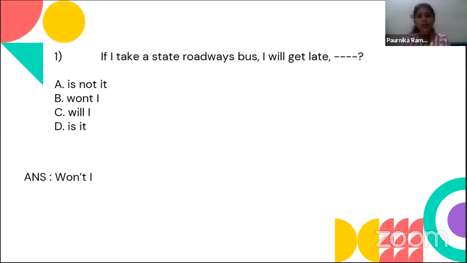If I take the state roadways bus, I will get late, won't I? "Will I" will not fit greatly into the sentence, so "won't I" would be the most appropriate word. That was a very, very easy question. Most of the time you won't get such an easy question in any of your placement papers. Just to get exposed to the sentence completion topic, I included that question here.